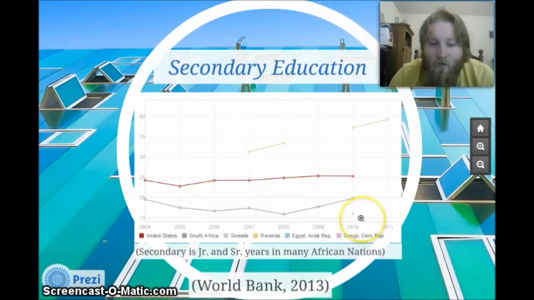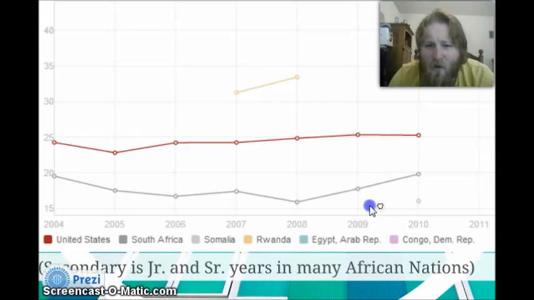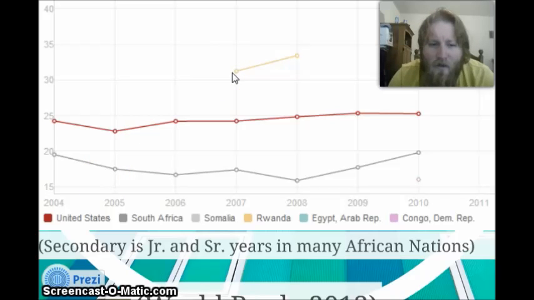Now, looking at secondary spending, let's go ahead and zoom in here. So right here you have the United States, and then we've got, this is Somalia right here, and here's Rwanda. And this is what I think is interesting, is America, once again, you have constant variables. I mean, there's little fluctuation, but it's really pretty much set in stone.